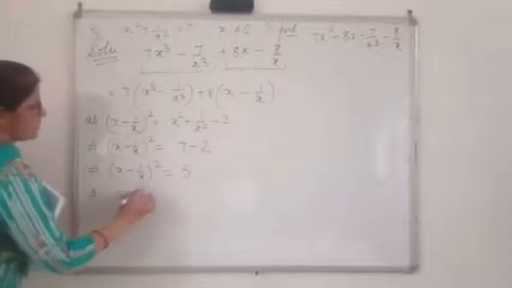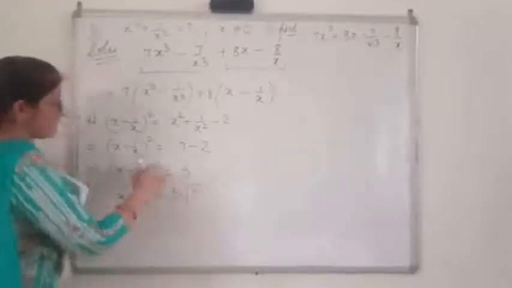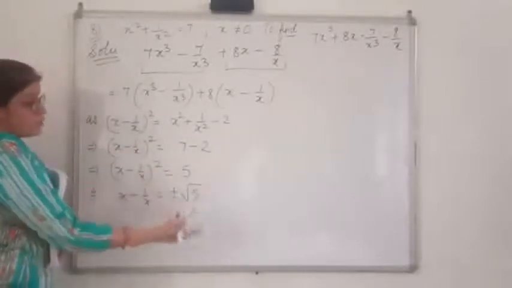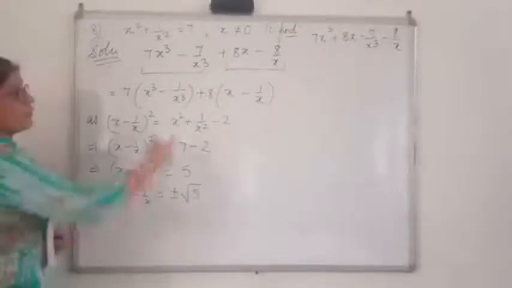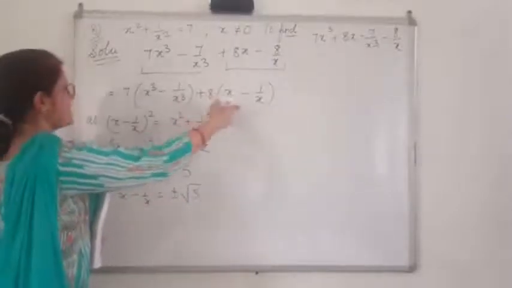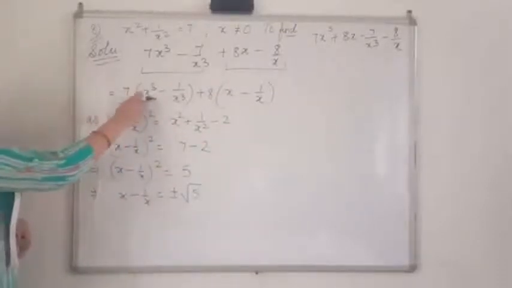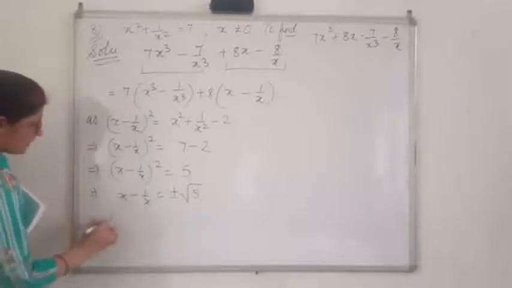So x minus 1 upon x is equal to plus minus square root of 5. The square goes to that side and changes into square root. So can you factorize 5? No, we cannot factorize. So this is the value of x minus 1 upon x. Now you have to find the value of x cube minus 1 upon x cube. So we will take this down and cube it.